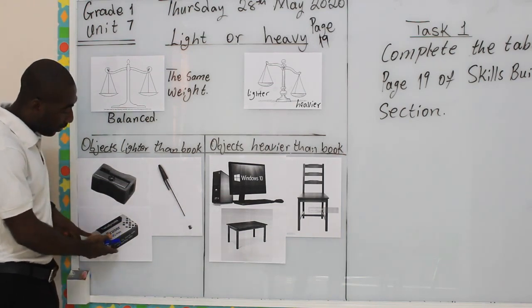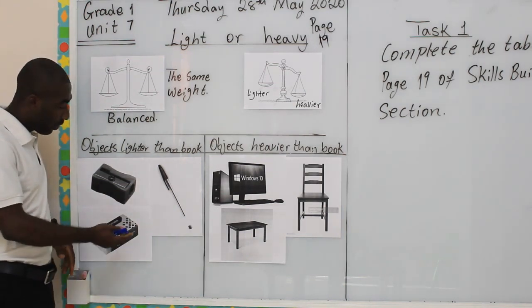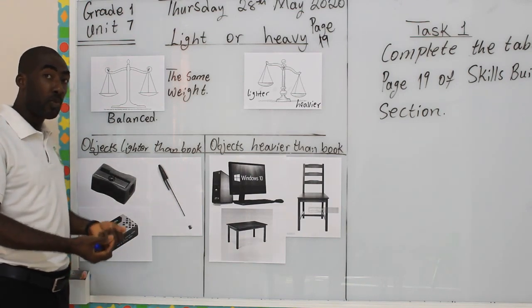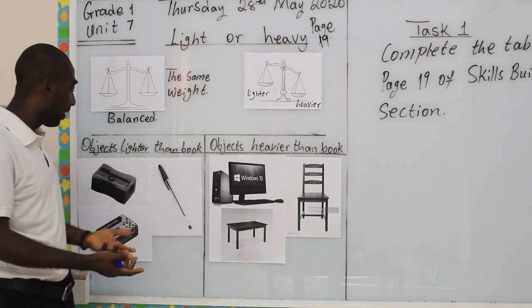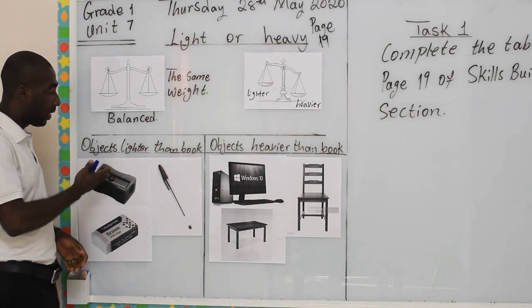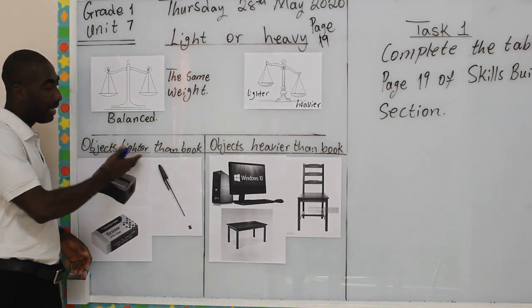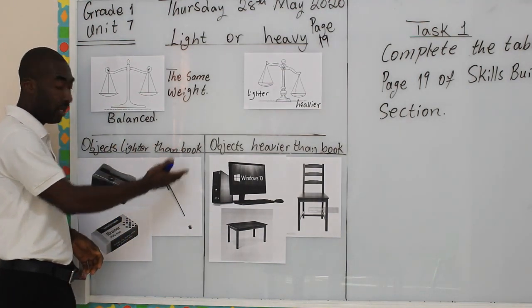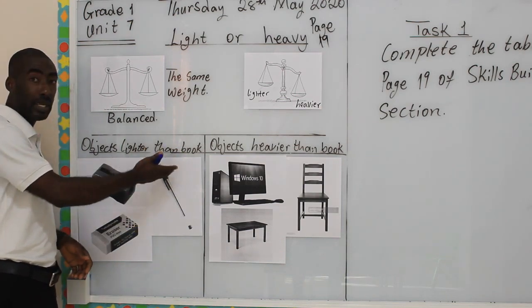Let's look at our third object, which is an eraser. An eraser is also very small, very easy to carry. So an eraser is also lighter than a book. Okay? An eraser is lighter than a book.